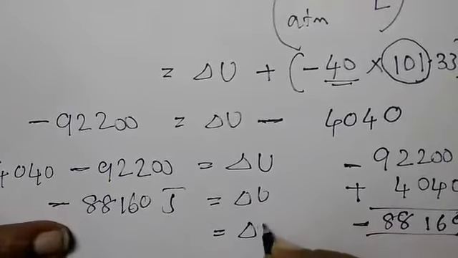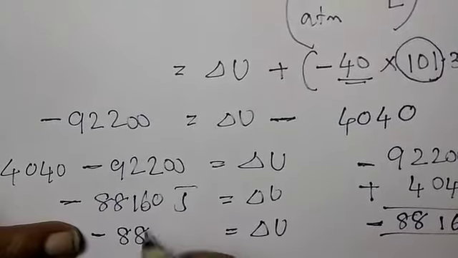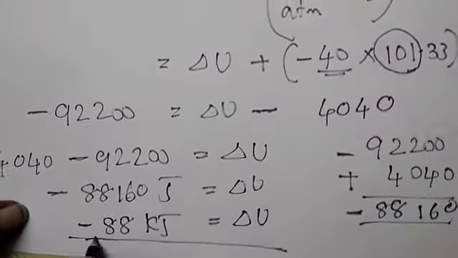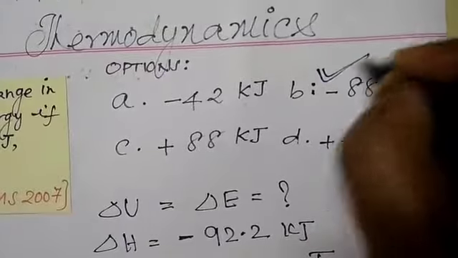We want kilojoule as our option, so divide by 1000. What you get is minus 88 kilojoule as your answer. Let us go and see the option. Yes, option B is minus 88 kilojoules.